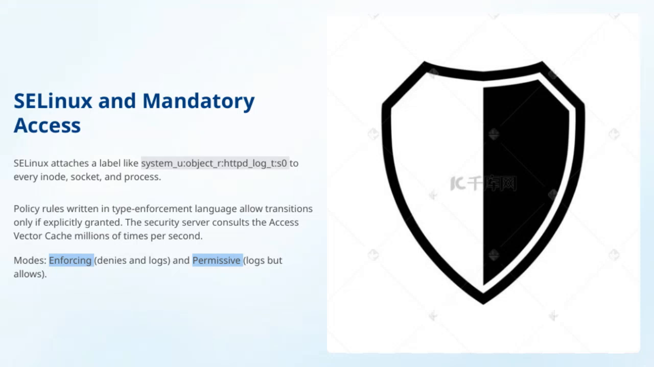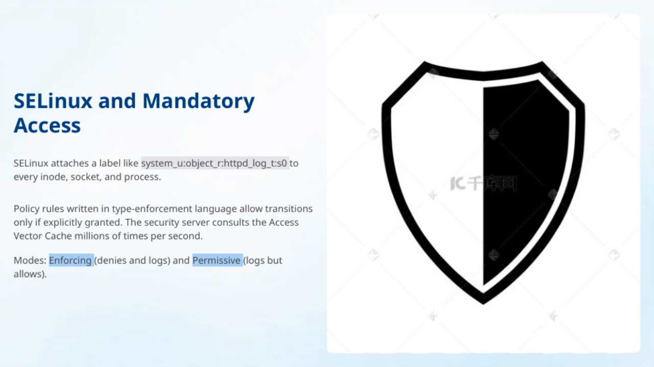Let's take a look at the modes in SELinux. There are two main modes, enforcing and permissive. In enforcing mode, SELinux actively denies actions that are not explicitly allowed and logs these denials. In permissive mode, it only logs the actions but still allows them to proceed. This distinction is crucial for understanding how SELinux controls access.